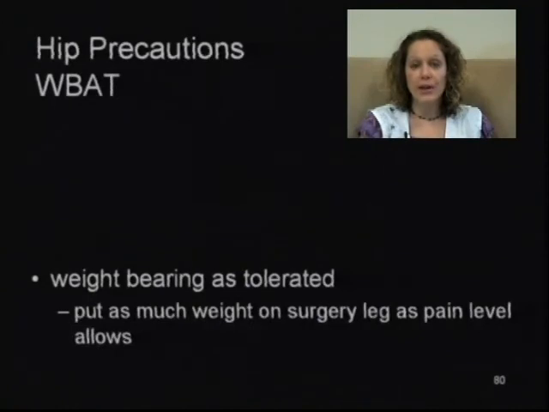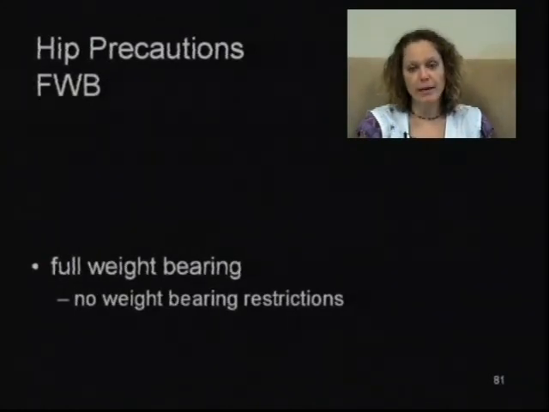And then there's weight bearing as tolerated, and what this means is that they can put as much weight on the surgery leg as the pain level allows. Okay. Full weight bearing means that there are no weight bearing prescriptions or restrictions. So this means that the patient is at the point of rehab where they're really not feeling a whole lot of pain, and we're just doing full weight bearing exercises and range of motion to get them as much mobility back as we can.